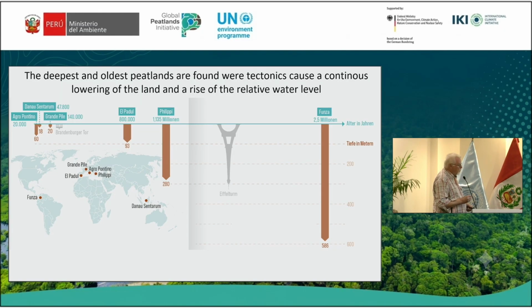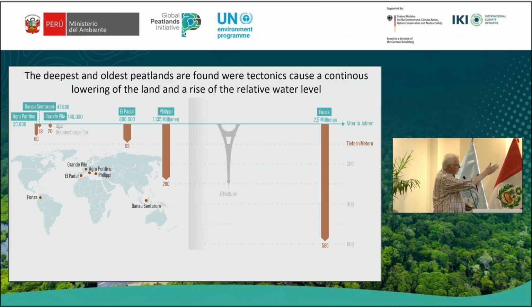The deepest and oldest peatlands in the world are found where tectonics, so geological processes, cause a continuous lowering of the land, and as a result, a rise of the relative water level. Here I plotted on the x-axis the time, and on the y-axis the depth of the peatlands. And you see that the deepest peatland that we know, 2.5 million years old and 568 meters deep, is Funza in the Andes in Colombia.